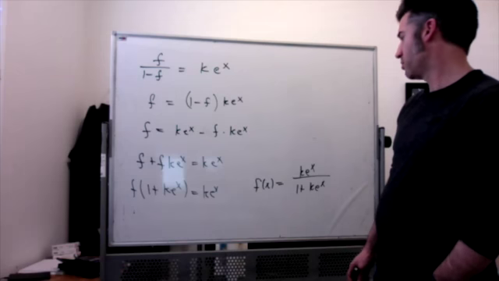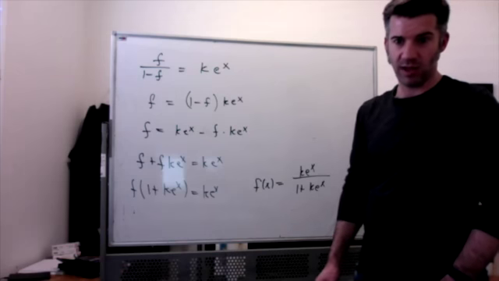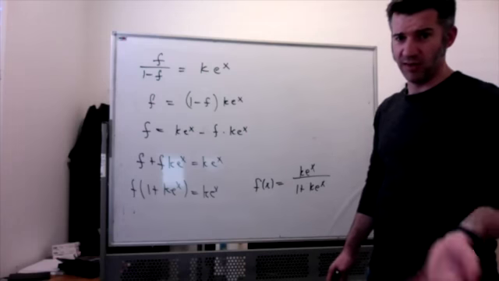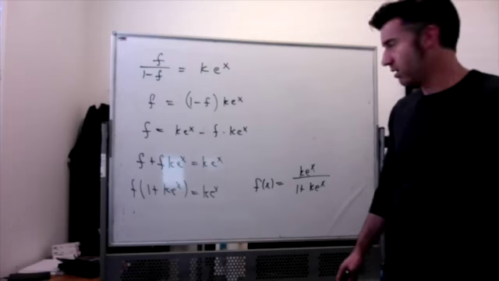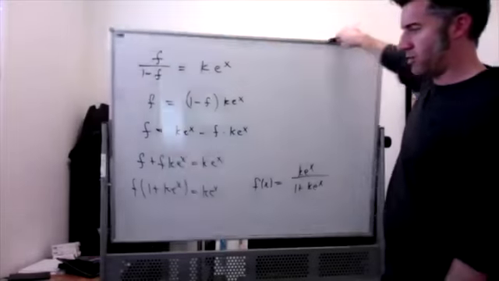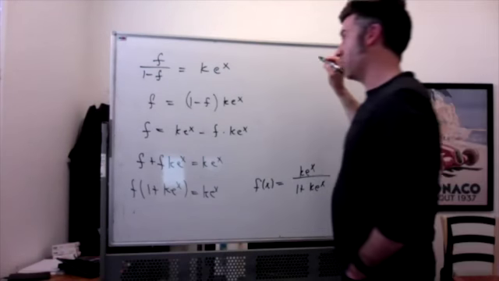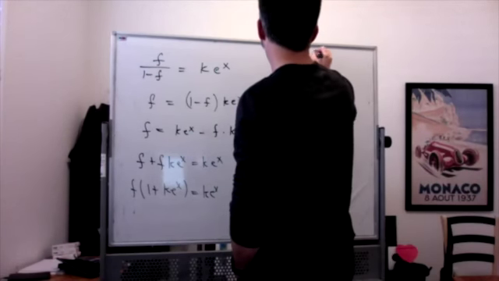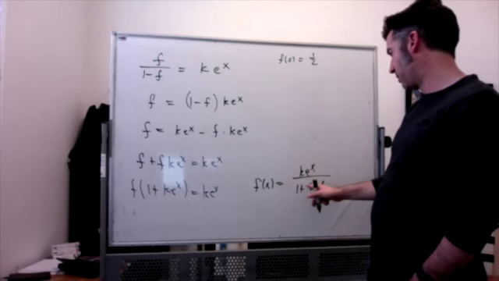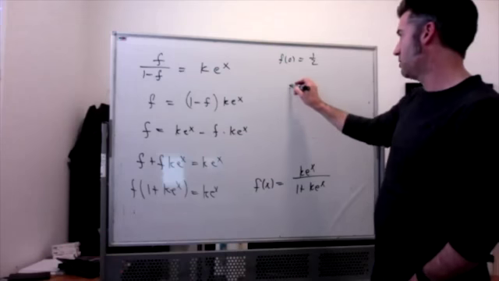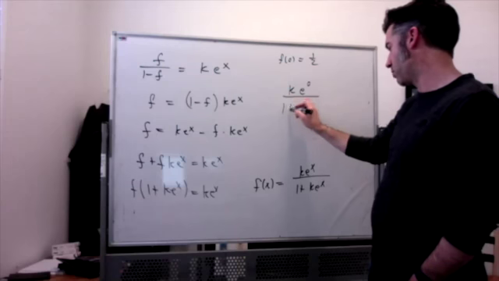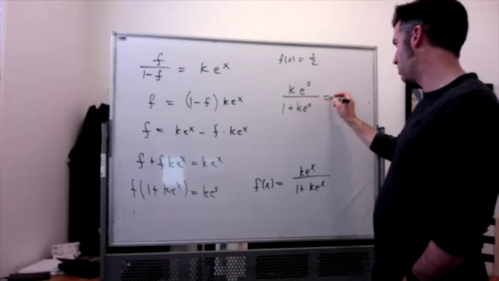And we had an initial condition. I forgot what it was. The solutions I'm looking at look a little different than this because they did a slightly different thing. That's fine. Let's say our initial condition was f of 0 equals 1/2. Then I'm plugging in 0 for x, so we get k e to the 0 over 1 plus k e to the 0 equals 1/2.